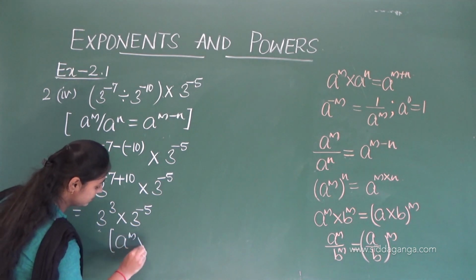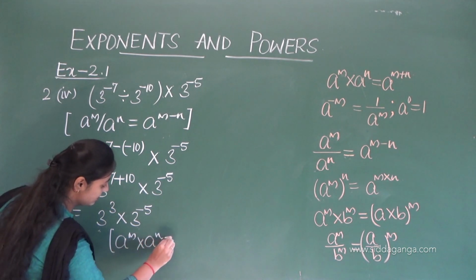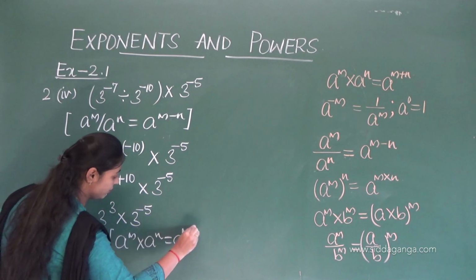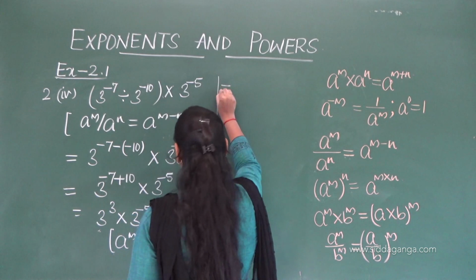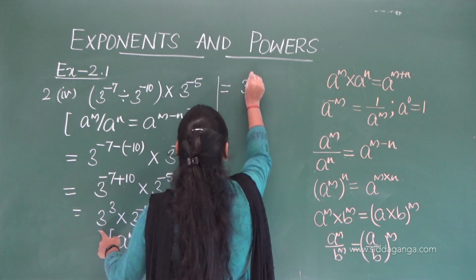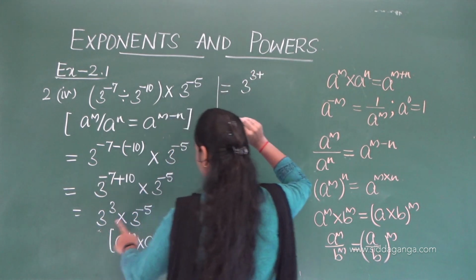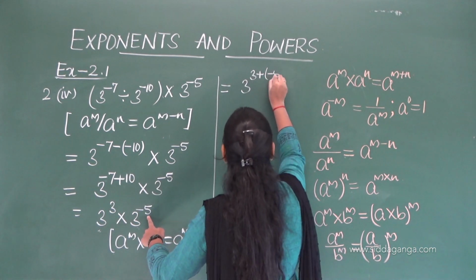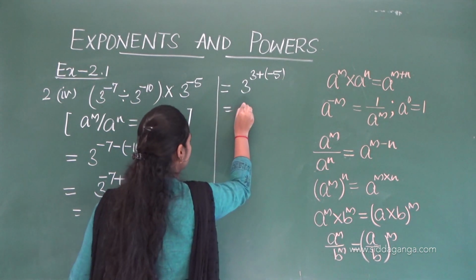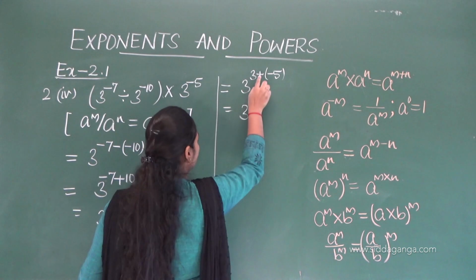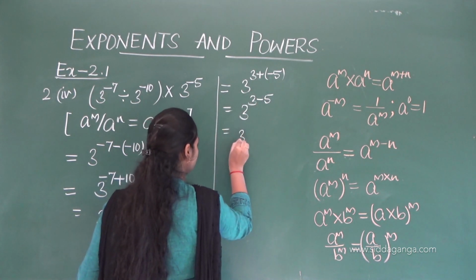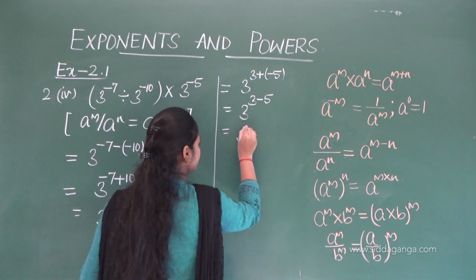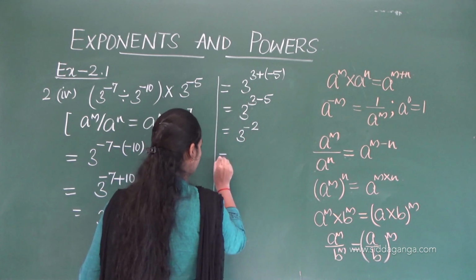a to the power of m into a to the power of n is equals to a to the power of m plus n, that is equals to 3 to the power of 3 plus n is minus 5, that is equals to 3 to the power of 3 plus into minus is minus 5, that is equals to 3 to the power of 3 minus 5 is minus 2.